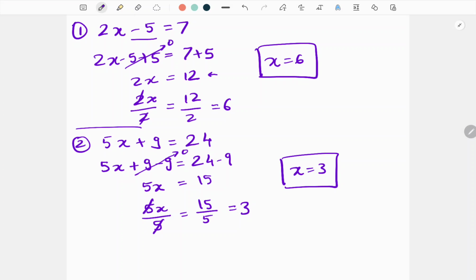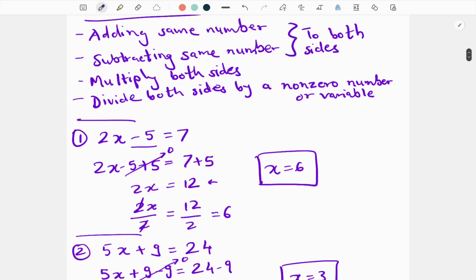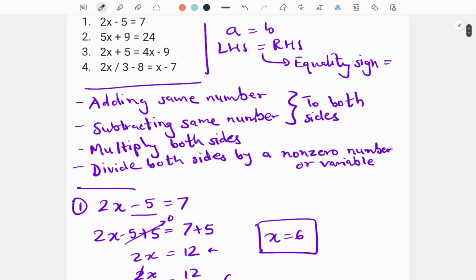So the same pattern as you can see from the previous example, that we add the same constant or subtract the same constant to both sides to simplify the equation, and then divide or multiply by the desired number to separate variables and constants, and finally we get x on the left hand side and a number on the right hand side, and that's your solution. So let's look at the third one. This is slightly more complex, so let's do this carefully.